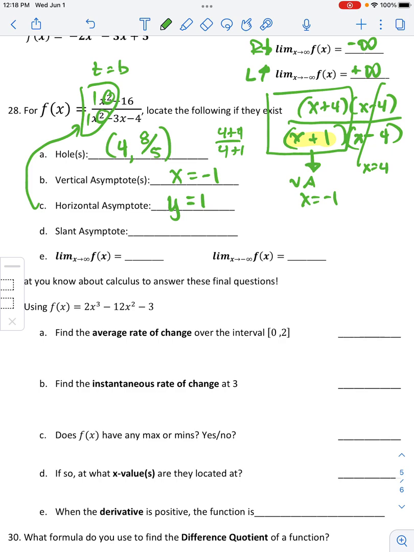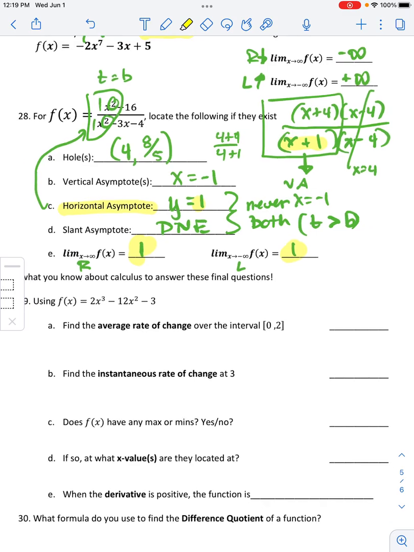Now, I'm not going to have a slant asymptote because you can never have both of these. I would have one if the top was greater than the bottom, but I don't because the top was equal to the bottom. So this is again asking what the right end is doing, and this is asking what the left end is doing. Keep in mind, if you have a horizontal asymptote, it will be going towards that value. So since I had a horizontal asymptote at 1, both ends will approach 1.